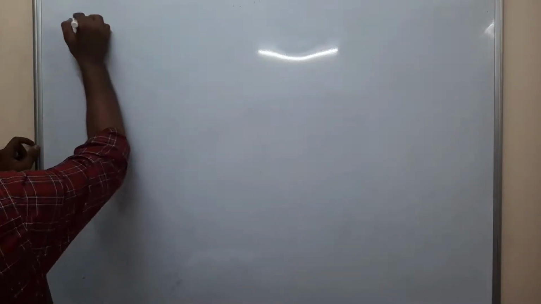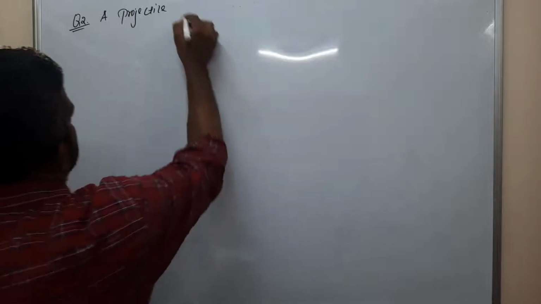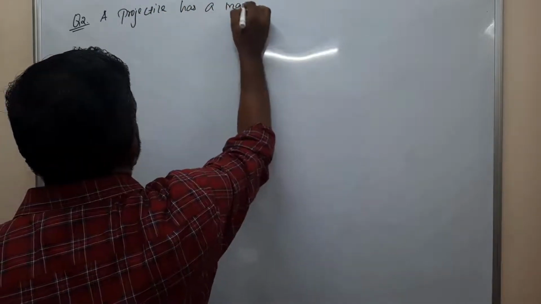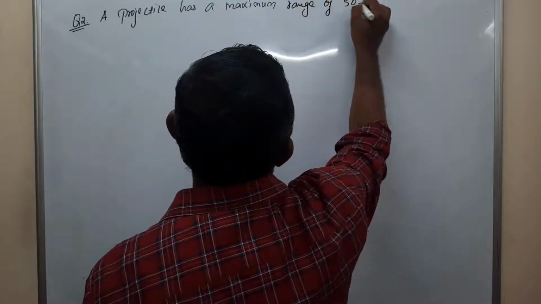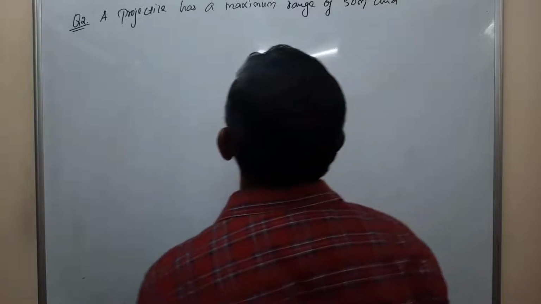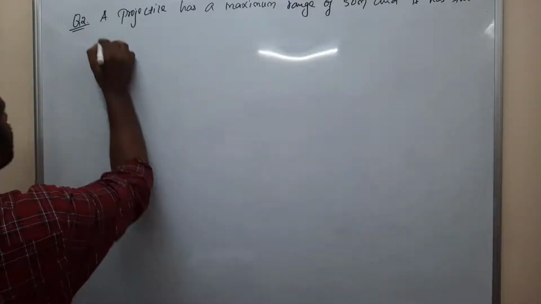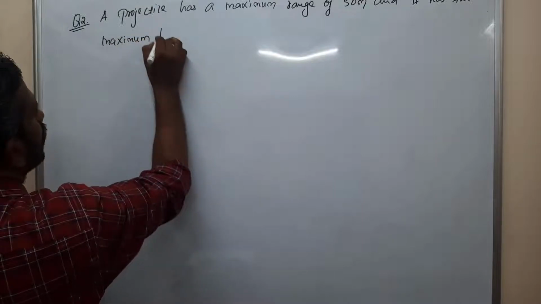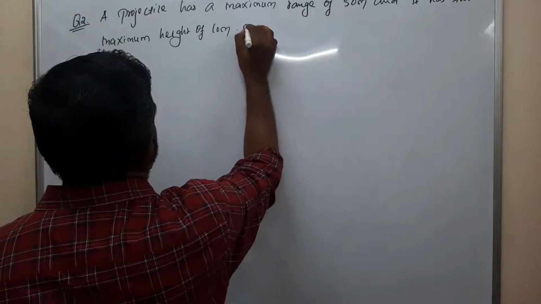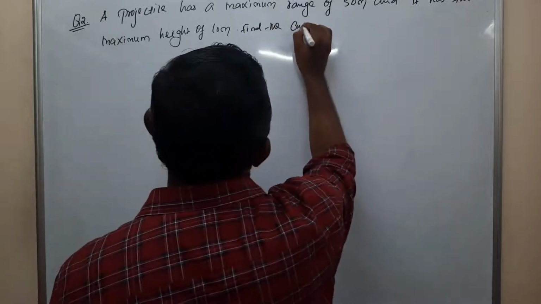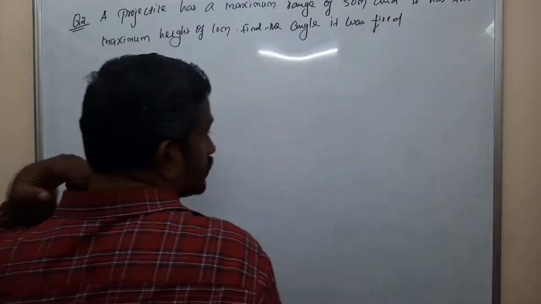So second question. A projectile has a maximum range of 50 meter and it has a maximum height of 10 meter. Find the angle it was fired.